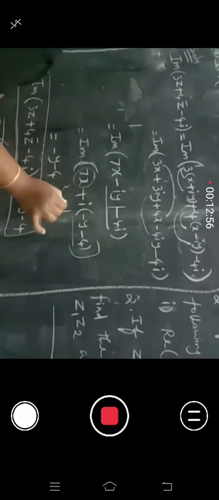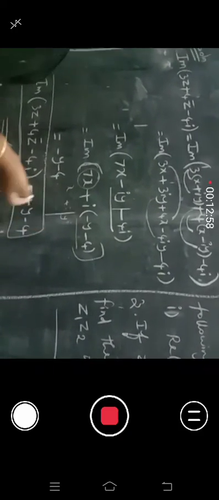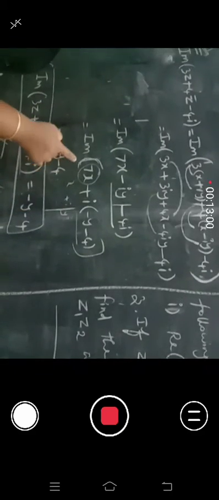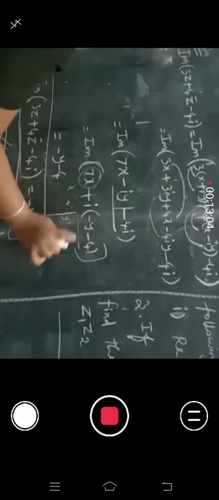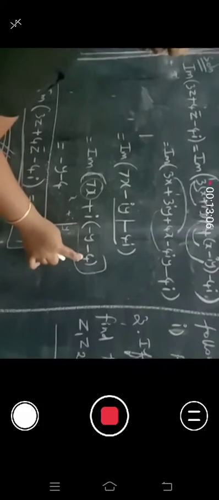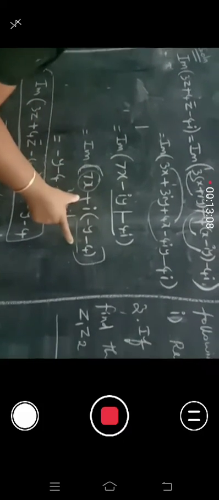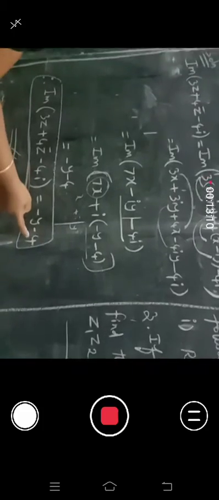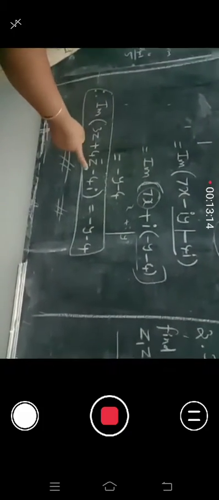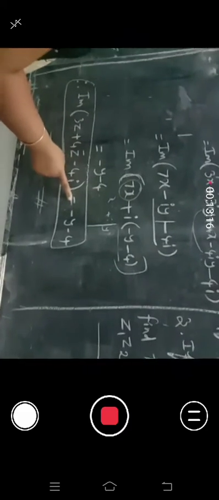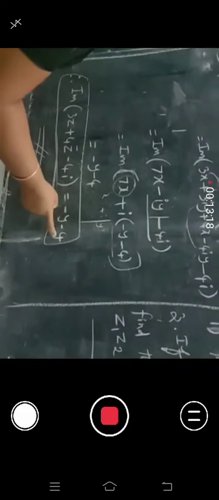Okay, now this is in the form of x plus iy. Suppose x plus iy, what is the imaginary part? y. What is in the place of y here? Minus y minus 4. So the imaginary part of this complex number is minus y minus 4. Therefore, imaginary part of 3z plus 4z bar minus 4i is equal to minus y minus 4.